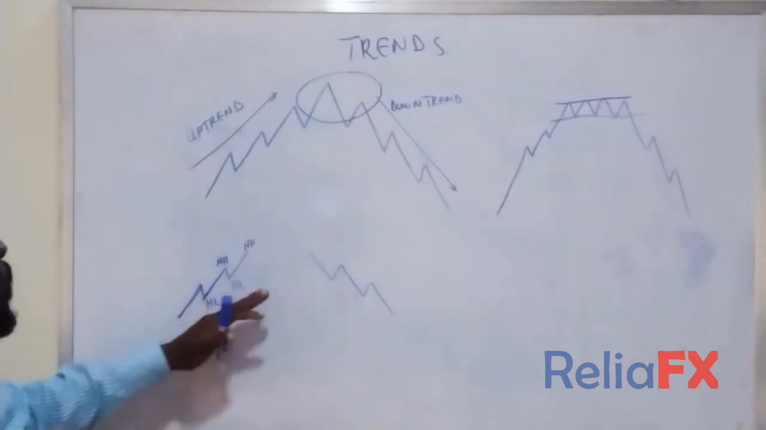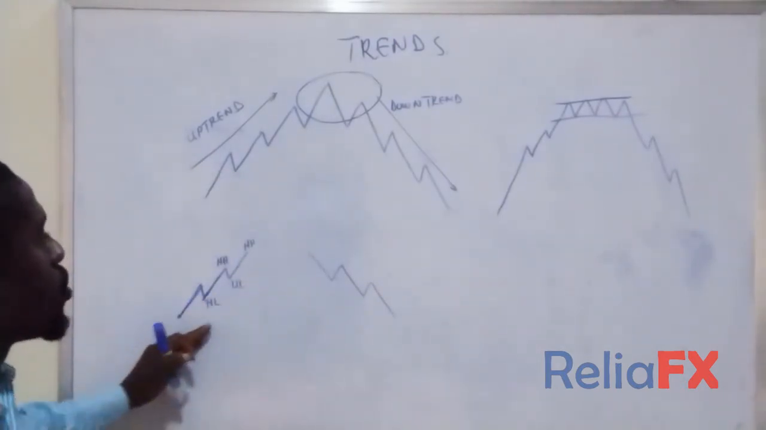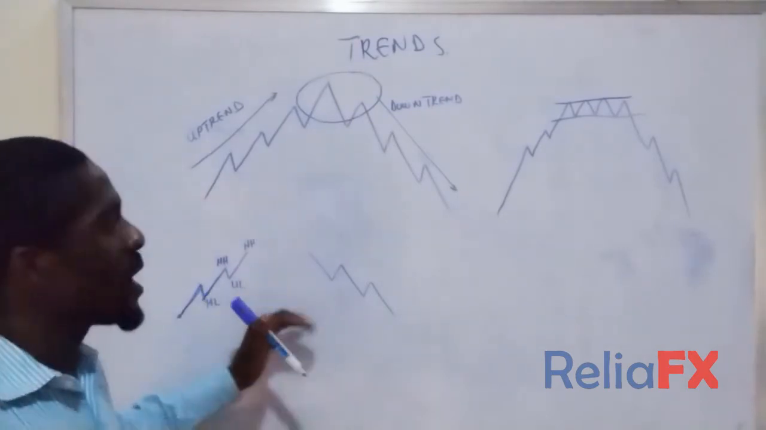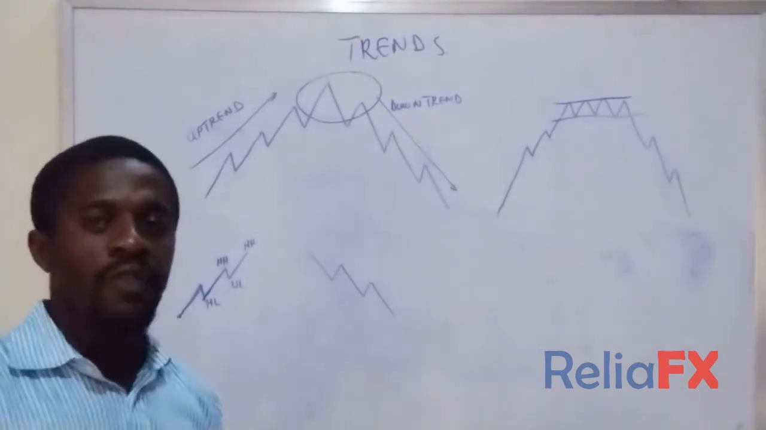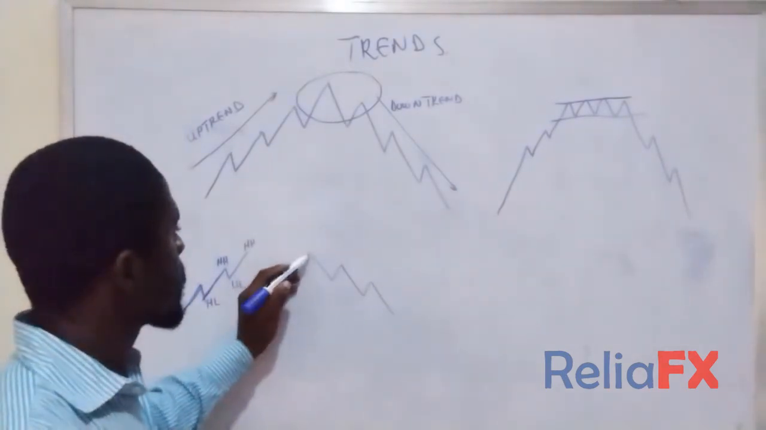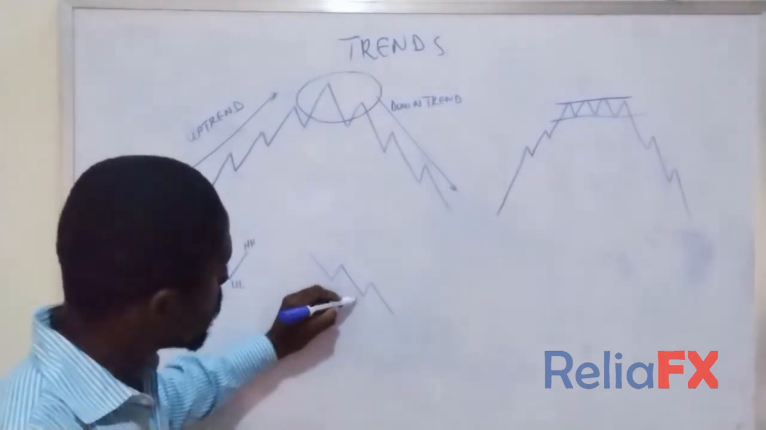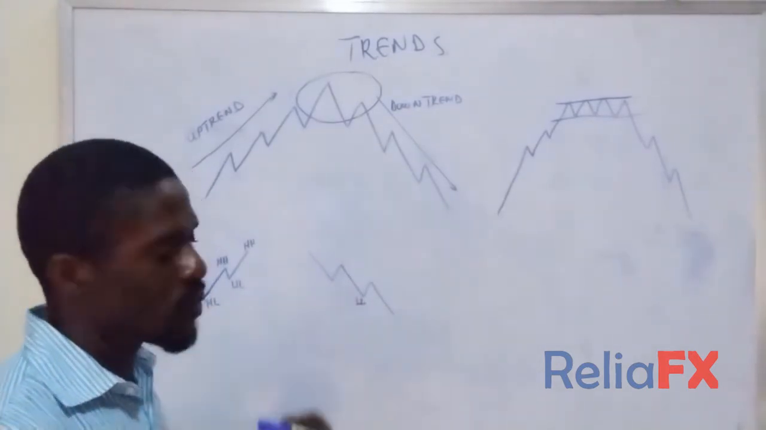So this gives you a definition of the uptrend. Anytime you have higher highs and higher lows, you have an uptrend. Now for the downtrend, we are going to be talking of lower highs and lower lows. Now look at this, the market came down, retraced back up and moved lower. So this gave us a lower low.